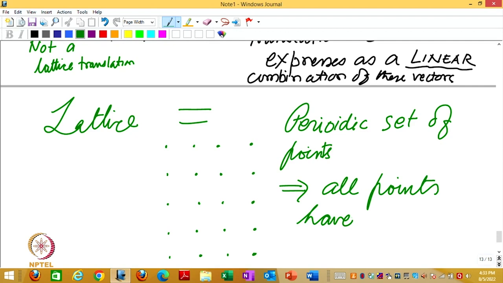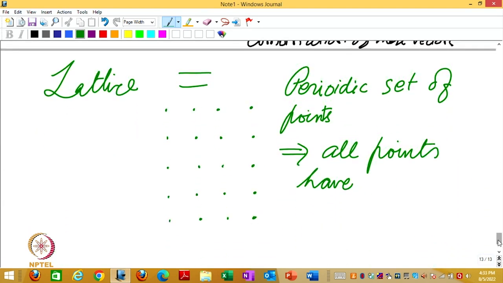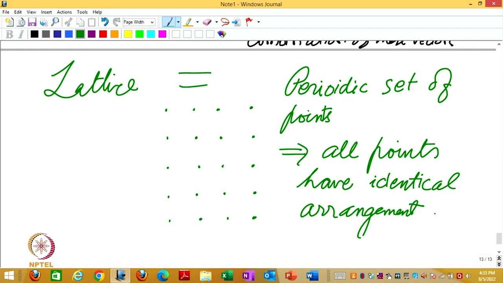A by 2, b by 2, in the previous one. So good question. Okay, I will answer in this diagram because that is already messed up. Very good question, because I was coming to that. All points, not arrangement, let me say surrounding. Now, first let me see this surrounding thing, identical surrounding.